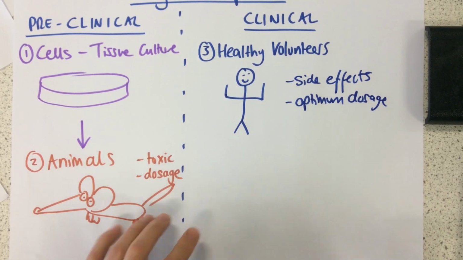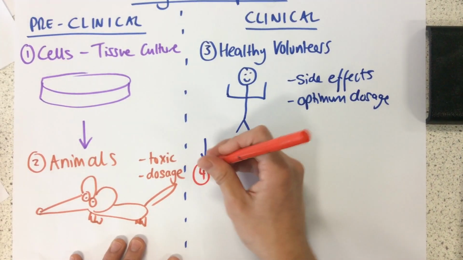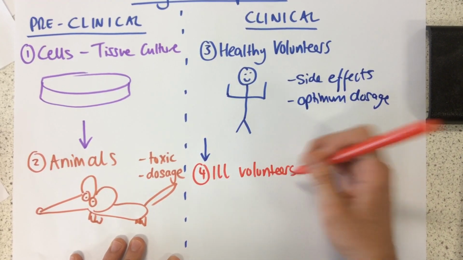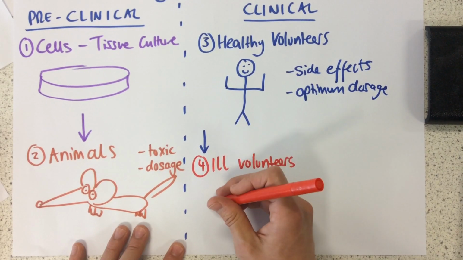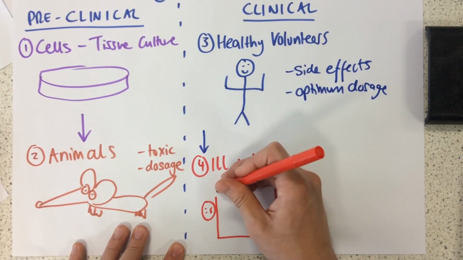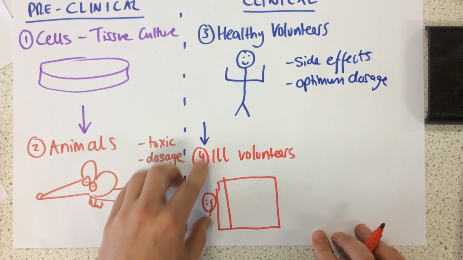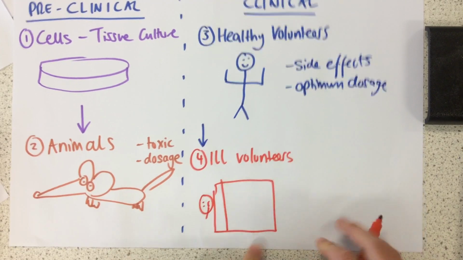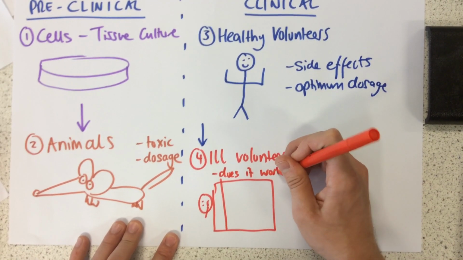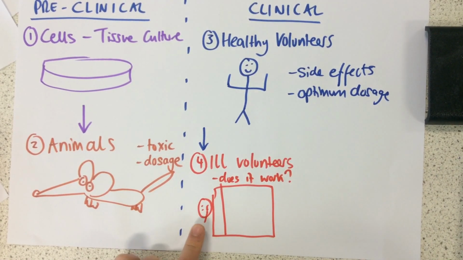Now, once you've tested it on healthy volunteers, our next step is then to test it on ill volunteers. So now we see if the drug actually works how it's supposed to. So here's someone ill in bed, with a little thermometer. So we test it in ill volunteers in order to see if it actually works. Does it actually do what it's set out to do? Does it help this person who's ill with a certain disease?